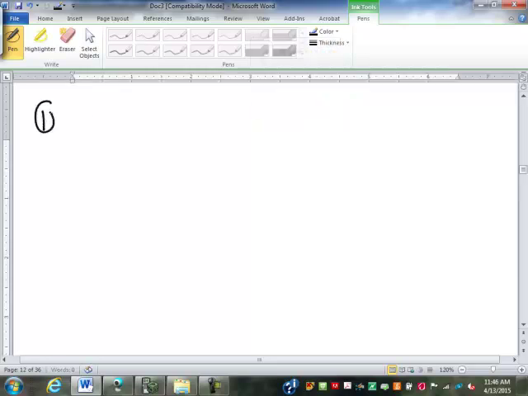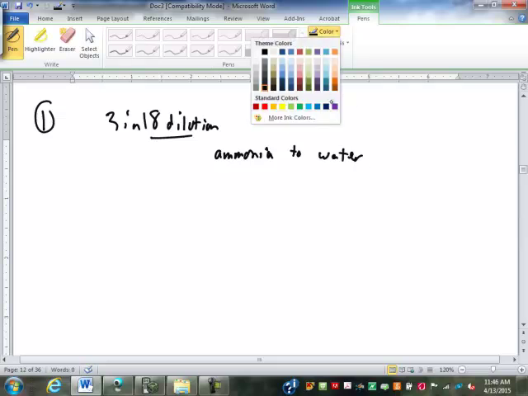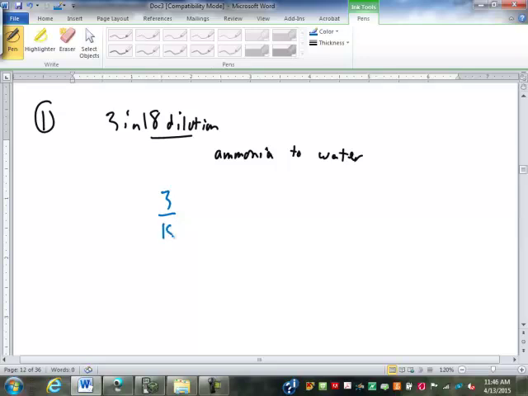So problem number 1. We're asking for a 3 in 18 dilution. What is the ratio of ammonia to water? Now remember, in a 3 in 18 dilution, that's 3 to 18, or if we reduce that 1 to 6, that's serum to total. So that'd be ammonia to total. Ammonia to water would be 1 to 5. If 1 out of the 6 parts is ammonia, the other 5 parts has to be water.